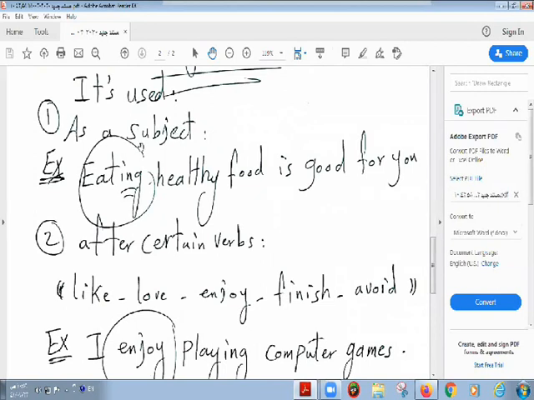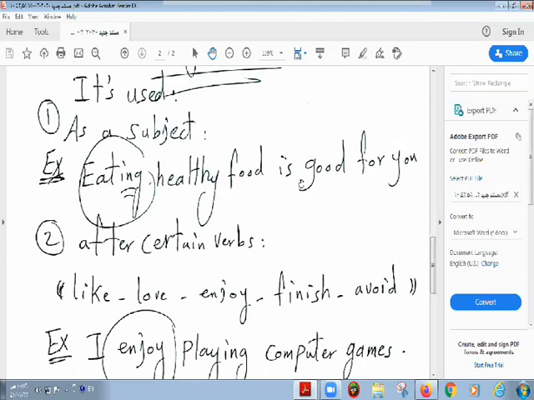As a subject, what is the meaning of subject? We said before that the word order of the sentence in English language is subject plus verb plus object. Subject is the first part of the sentence. For example, eating healthy food is good for you. Eating, the verb eat plus ing. We used it here as a subject.